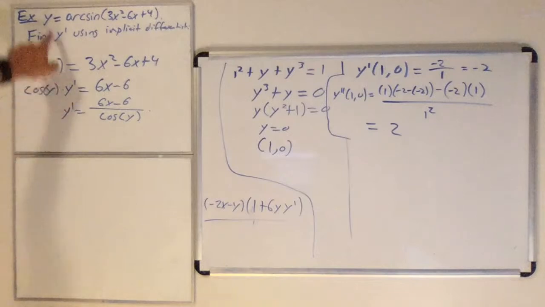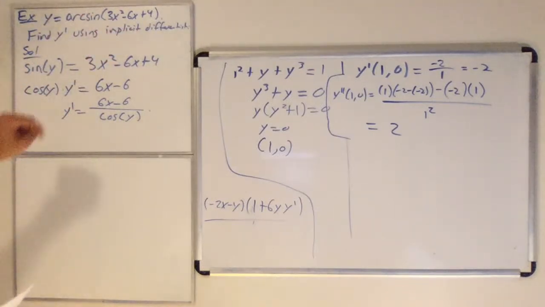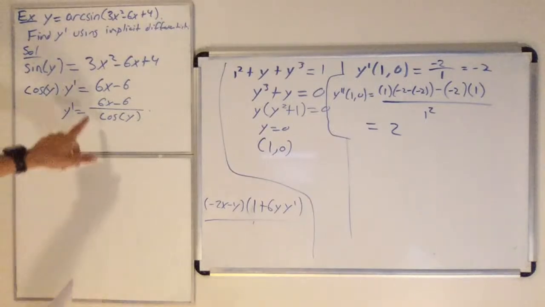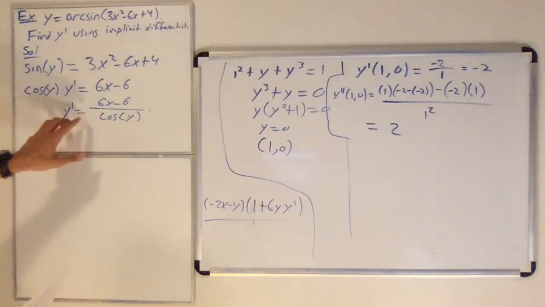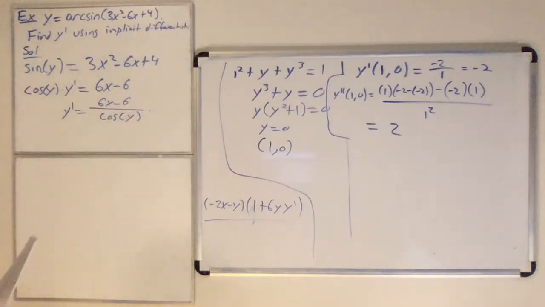So since our question started with writing y as a function of x, it'd be nice if we ended with the derivative as a function of x. So we want to do something with this cosine of y. So my question is, how do we deal with the cosine of y?